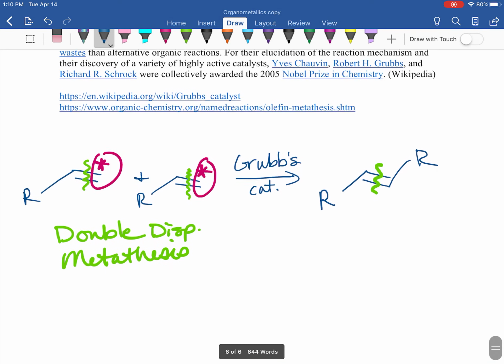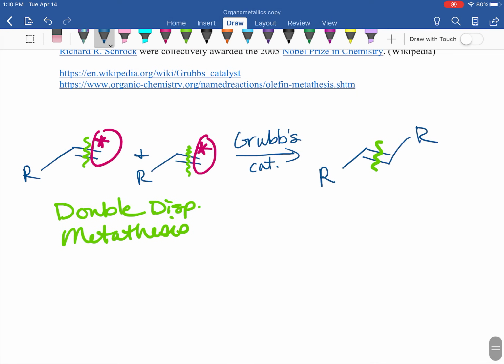Why it's called a double displacement is literally the Grubbs catalyst will take on and insert both of these. You'll insert both of these compounds, so literally here and here, and then it literally displaces both, and you do a little do-si-do there, and you end up with this carbon attached to this carbon, and then your byproduct has those two terminal carbons stuck together. So your byproduct is always ethylene gas.